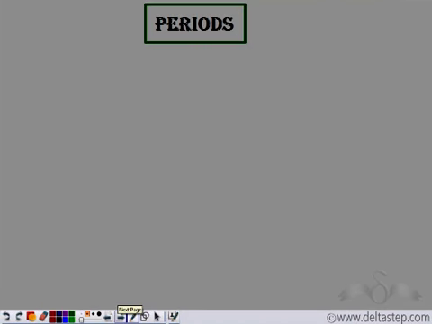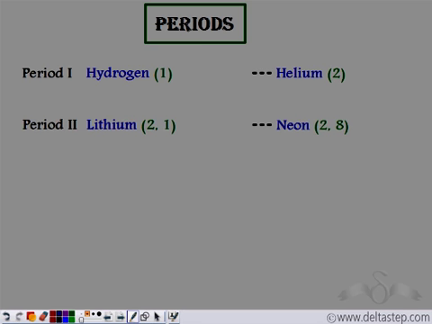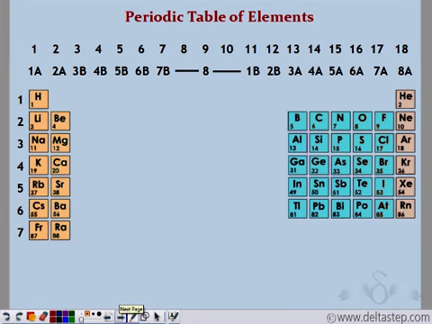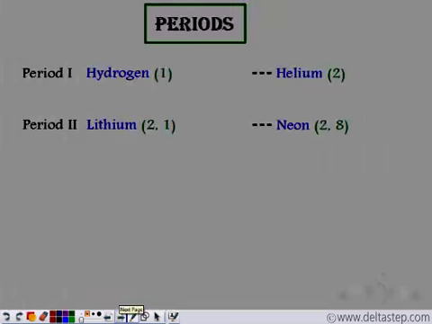So let's see. The first period, Period 1, has elements hydrogen and helium. The electronic configuration of hydrogen is 1. Electronic configuration of helium is 2. The second period: the first element of the second period is lithium and the last element is neon. So the second period starts with lithium, ends with neon. The electronic configuration of lithium is 2,1. Electronic configuration of neon is 2,8.